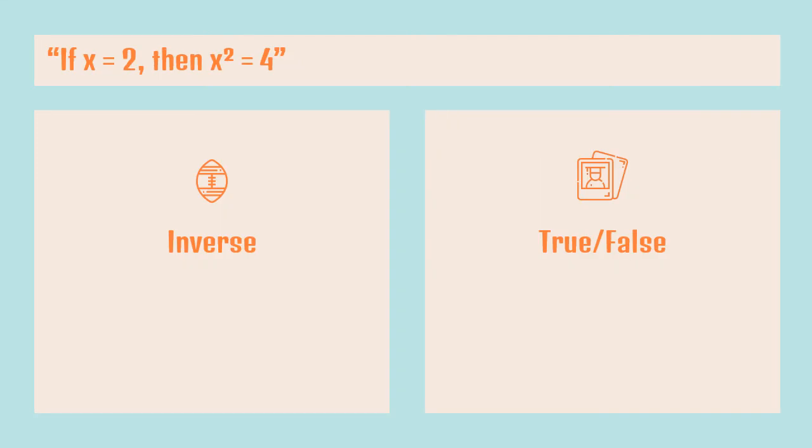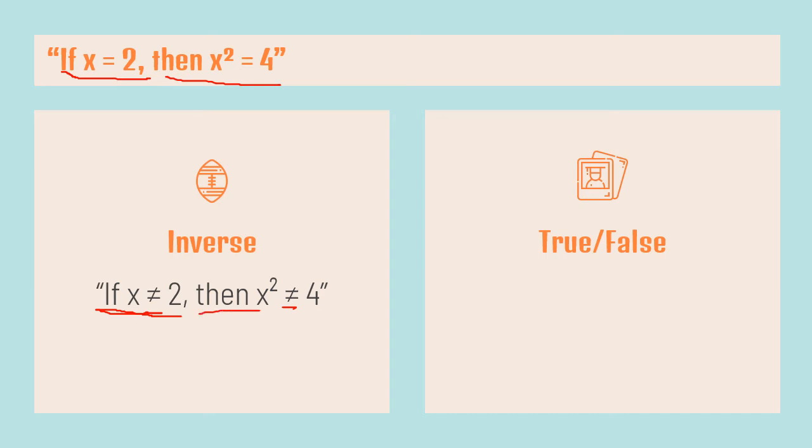For example, we have a statement which is, if x is equal to 2, then x squared is equal to 4x. The inverse of this is, if x is equal to 2, so the inverse of equal is not equal. If x is not equal to 2, then x squared is not equal to 4x.